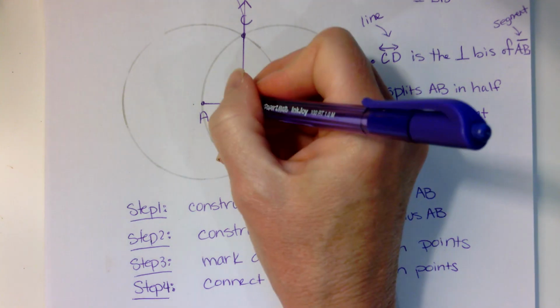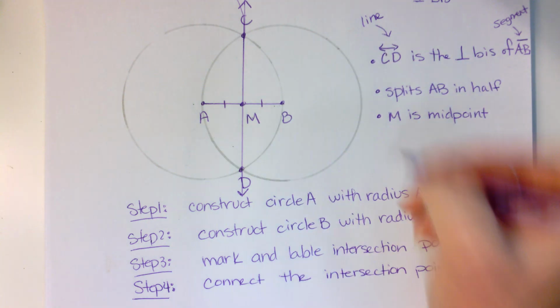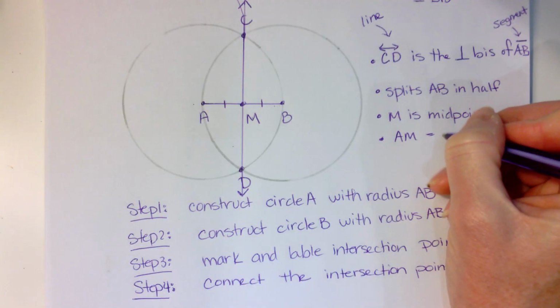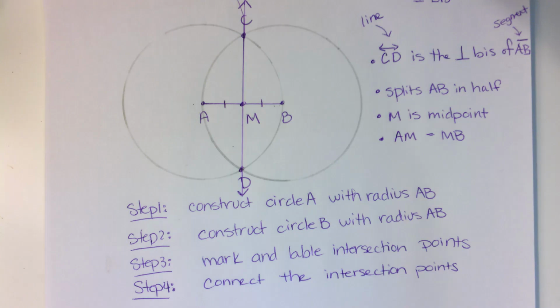I'm going to mark this with a single tick mark and a single tick mark to show that AM is equal to MB or BM. It doesn't matter which way you label your letters. They're the same size. So this is a perpendicular bisector.